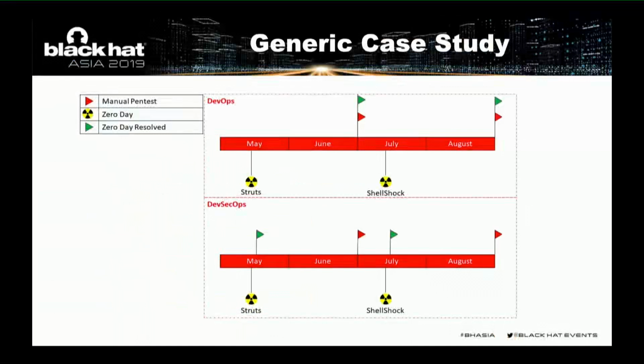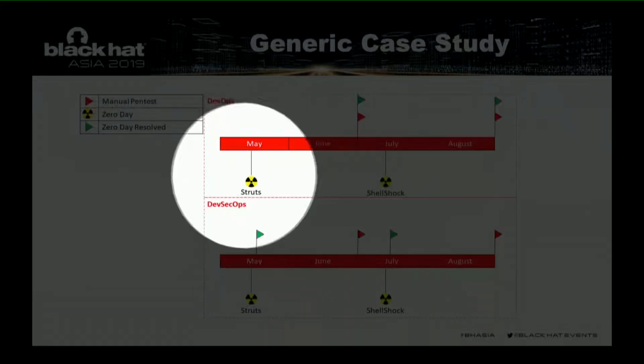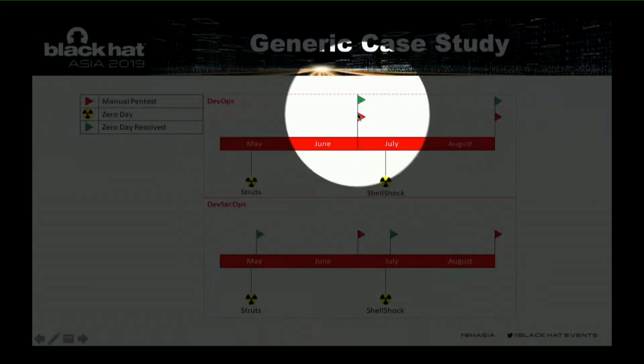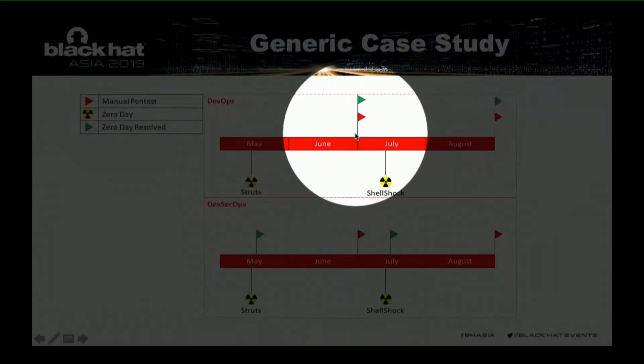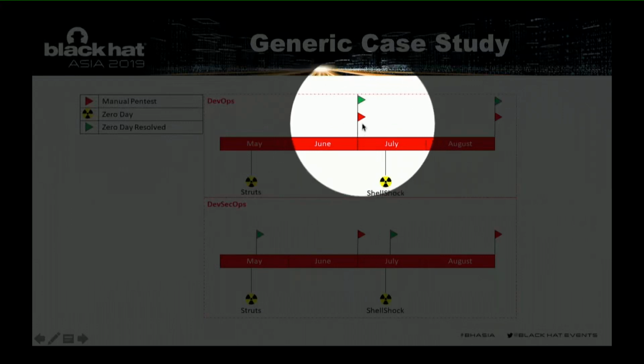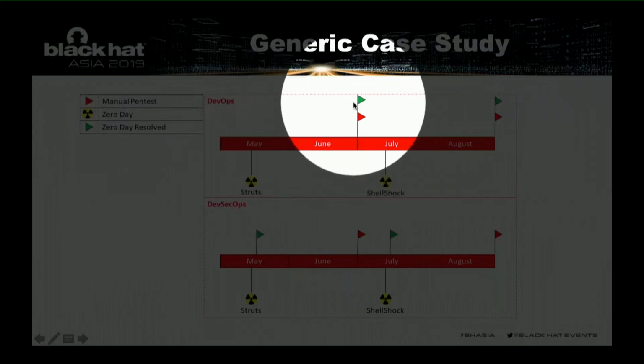Now, a couple of case studies that I've outlined. This is a very generic idea about how DevSecOps could help in scenarios. In this particular example, we have the DevOps pipeline and we have Struts as a vulnerability which came up in May. And we have a manual pen test happening somewhere at the end of June. So that's when the bug will be discovered and the bug will be fixed.